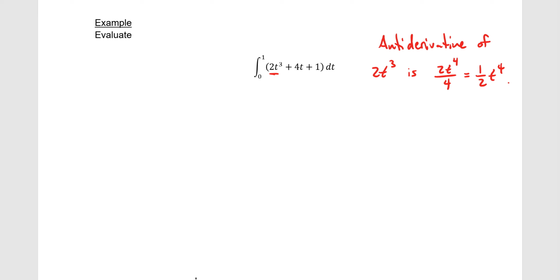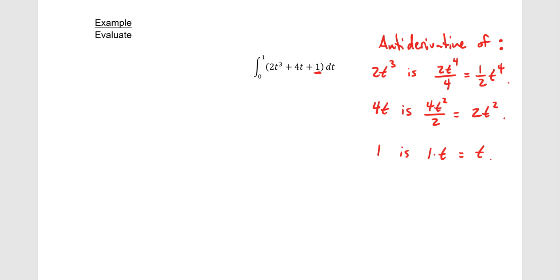The next one, let's take a look at 4t. The antiderivative of 4t is going to be: add 1 to the exponent, divide by that new exponent. The antiderivative is 2t squared. And then the last one, we have the antiderivative of 1. If you remember, the antiderivative of a constant is just taking the constant and multiplying it by the variable. So that's 1 times t, which is just t.